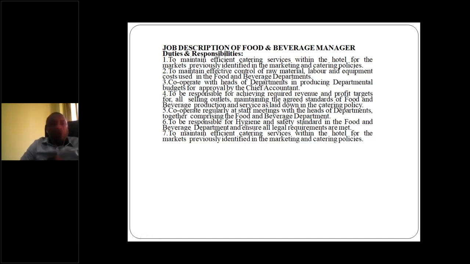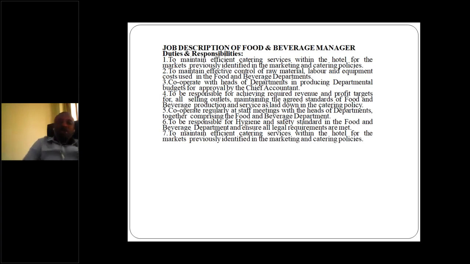So he must ensure that there's effective control of the labor. Then the equipment, the equipment cost and the equipment thing. Then the next thing he has to do is to cooperate with the head of department. Now you know there are different departments. There is the cooking department, there is the serving department, there is the cleaning department, and all the other departments. So it's the responsibility of the food and beverage manager to cooperate with the heads of department in producing the budget. Then he also should ensure that the revenue is achieved.